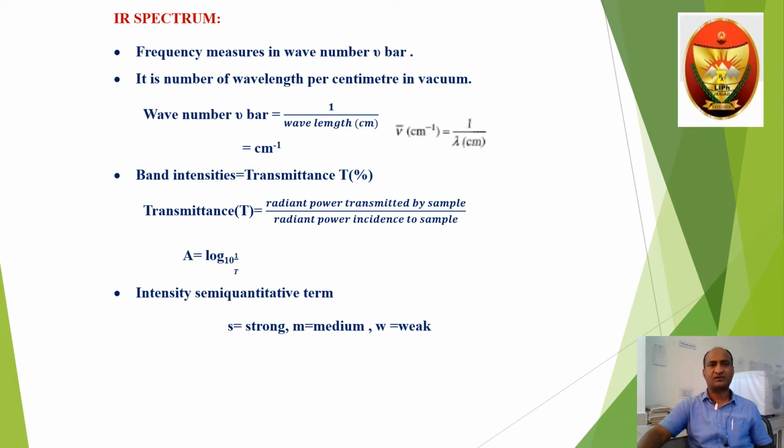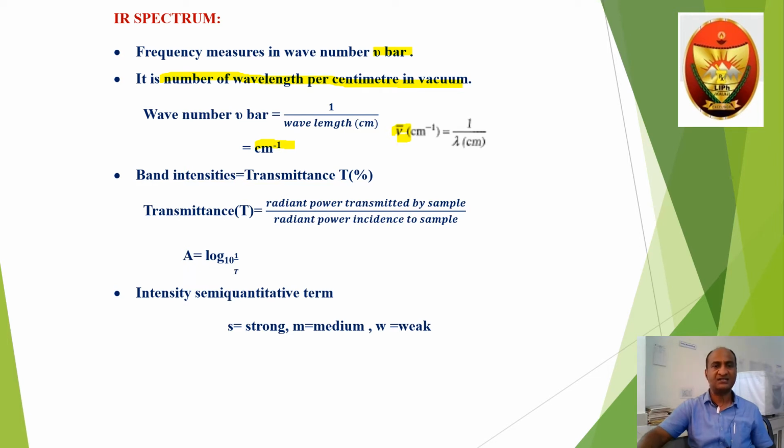In infrared spectrum, the frequency is measured in terms of wave number, that is represented by nu bar. Wave number is defined as the number of wavelengths per centimeter in vacuum. Nu bar equal to 1 upon wavelength, and wavelength is in centimeter, so the unit of nu bar is reciprocal centimeter.